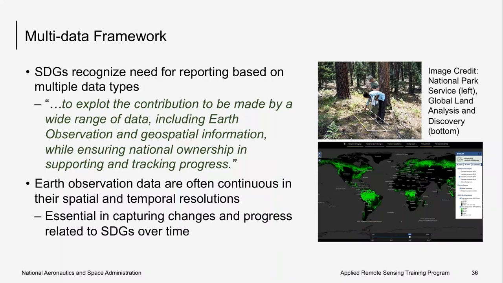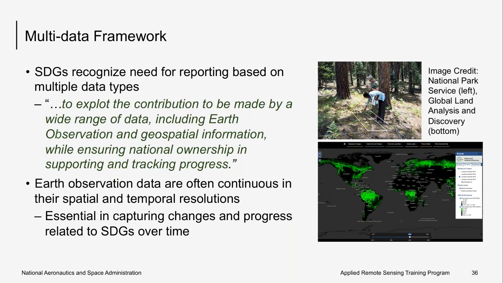To track the progress towards the goals and targets, the global indicator framework must capture the multifaceted and ambitious aspirations for the development. Effective reporting of progress towards these indicators requires the use of multiple data types. So both what we have in hand, such as traditional national accounts, household surveys, and routine administrative data, as well as Earth observations. So within the SDGs, there's a clear statement in the text to exploit the contribution to be made by a wide range of data, including Earth observation and geospatial information, while ensuring national ownership in supporting and tracking progress.